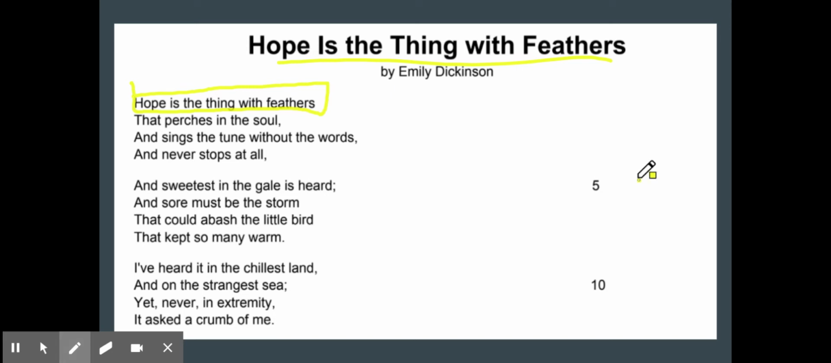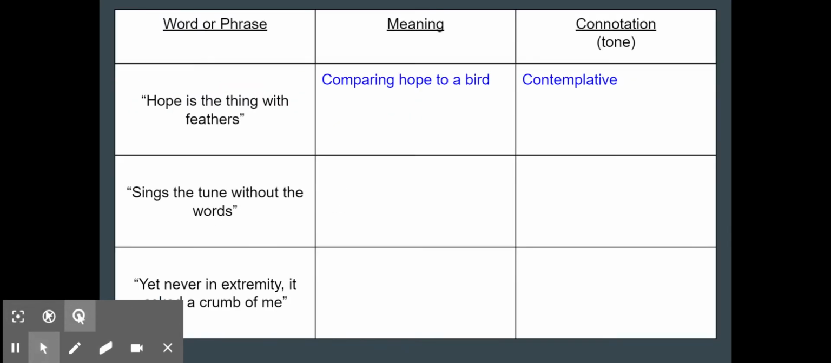So I see immediately with feathers, I'm thinking about birds. And that's backed up because she compares it to perching and to singing. Okay, so I know that she's comparing hope to a bird. And what's that connotation? Connotation is the tone. So what's the feeling that's being given? Well, it's contemplative, right? She's thinking about hope and she's comparing hope to a bird.